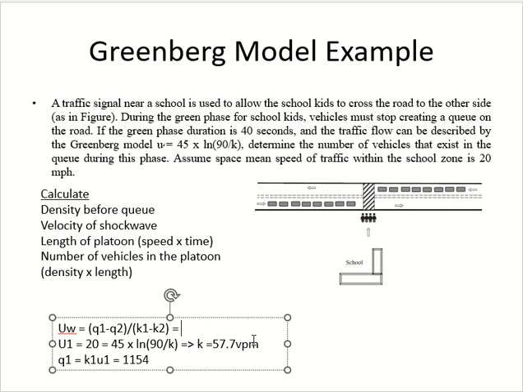Okay, so now you can give me the speed of the shock wave. Q1, what we found. Q2 is 0 because the signal is red. K1 we found, this one is K1, and K2 is the jam density, which is 90 from the model. So how much is the speed of the shock wave? 35.7.